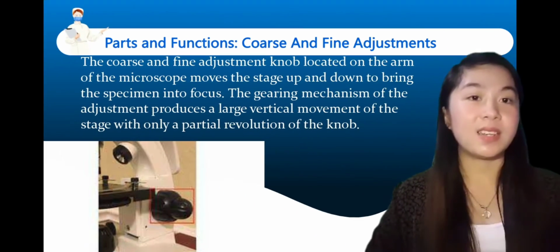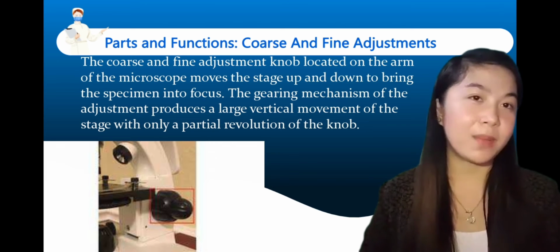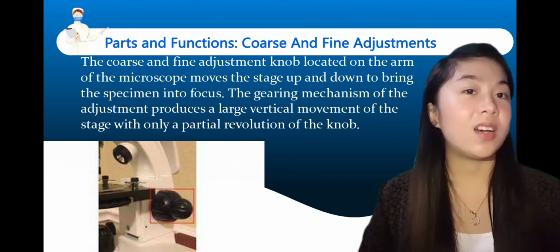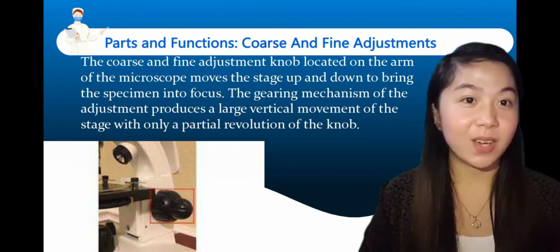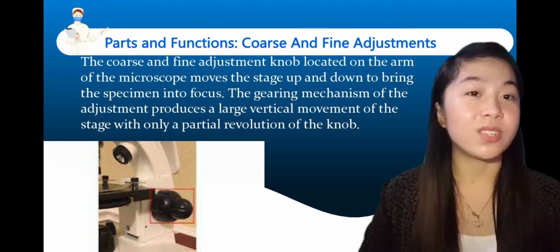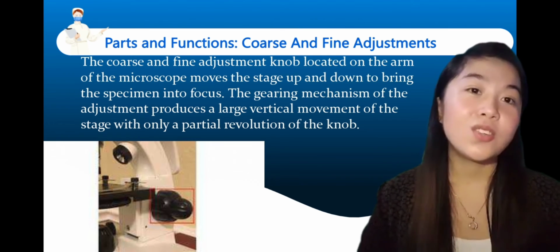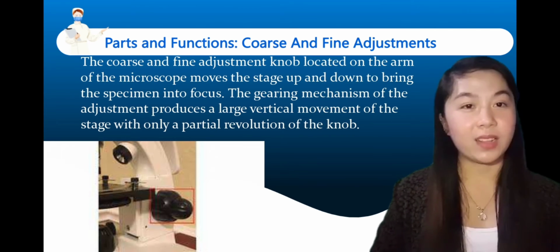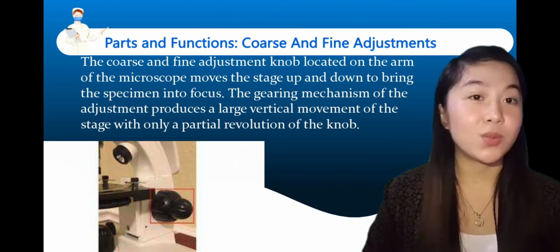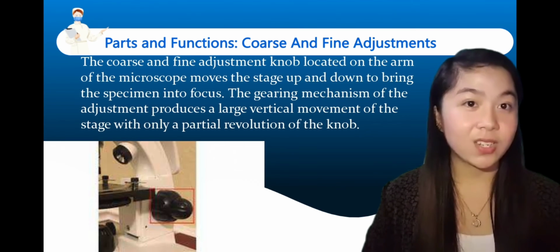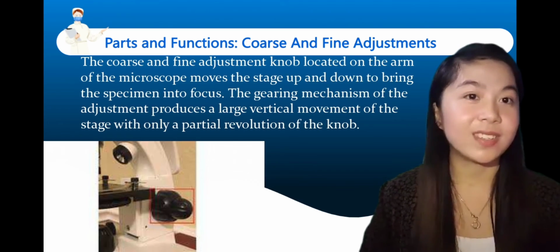The next one is the coarse adjustment and the fine adjustment. Coarse adjustment is a rapid control which allows for quick focusing by moving the objective lens or stage up and down. It is used for initial focusing, while fine adjustment is a slow but precise control used to fine focus the image when viewing at higher magnification. To make it short, coarse adjustment is used only for lower magnifications, while fine adjustment is used for higher magnifications.